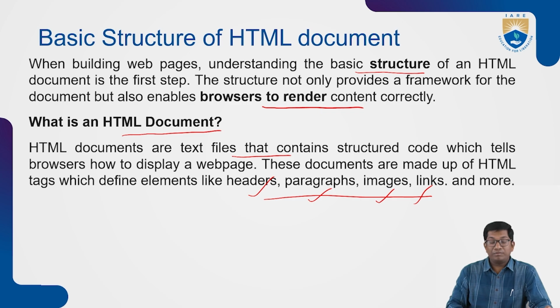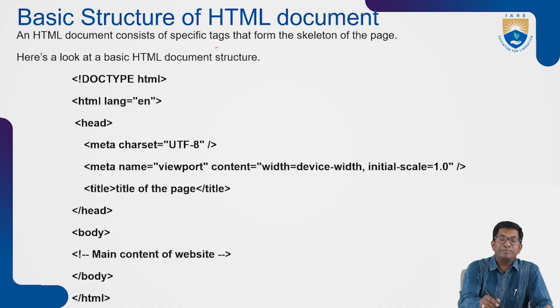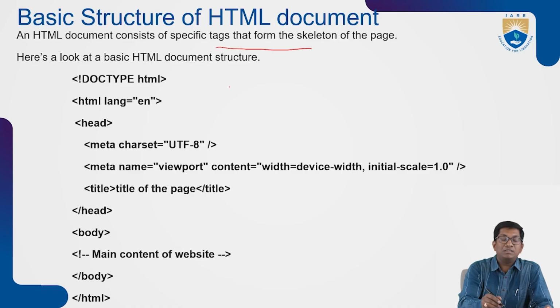So we can design a web document by using the HTML language. This is the basic structure of an HTML document. An HTML document consists of specific tags that form the skeleton of the web page. Here is a look at a basic HTML document. See here, we have different tags.